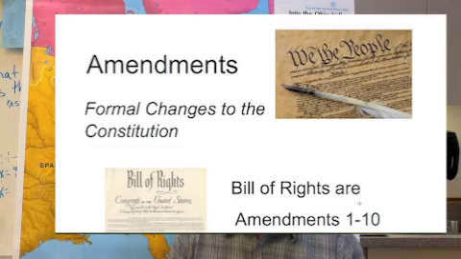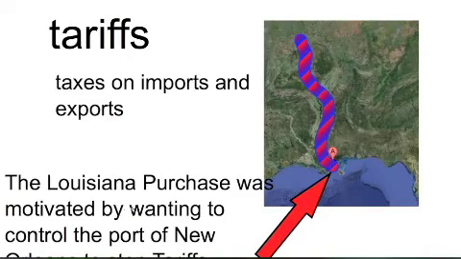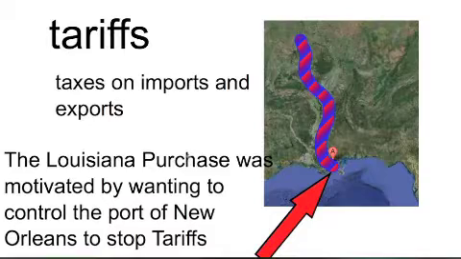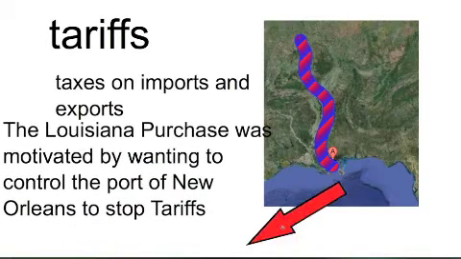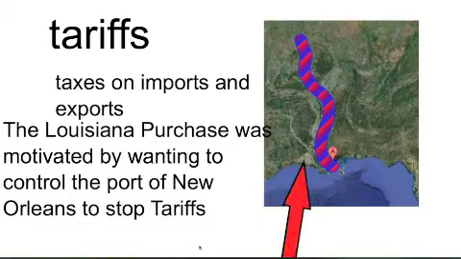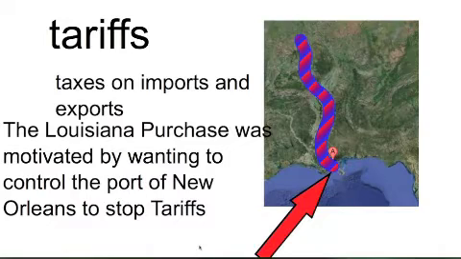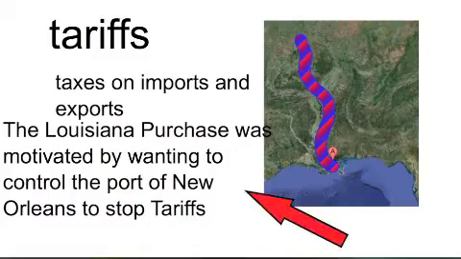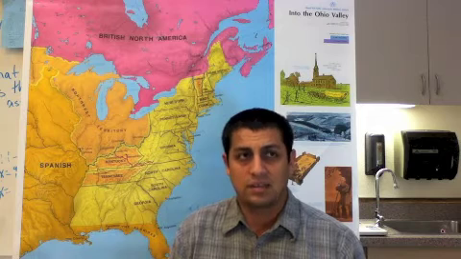Amendments. Amendments are simply changes to the Constitution. They're formal changes to the Constitution. Tariffs. Tariffs are taxes on imports and exports. We've been talking about how they wanted to buy the Port of New Orleans in the Louisiana Purchase to avoid taxes on their goods. Taxes make their goods more expensive, and when goods are more expensive, people are less likely to buy them. So tariffs, again, are taxes on imports and exports.